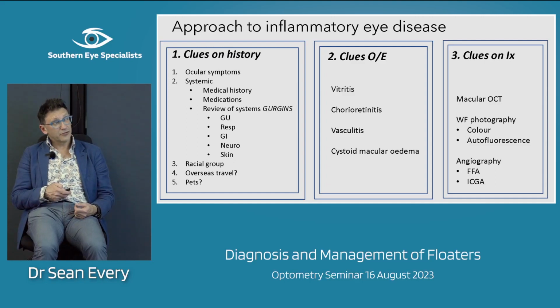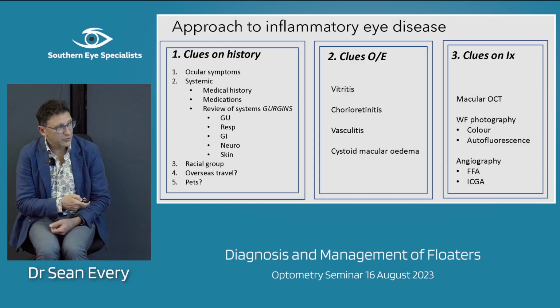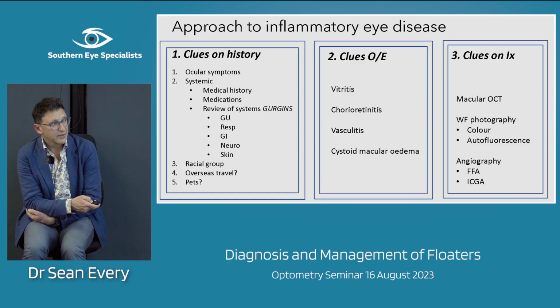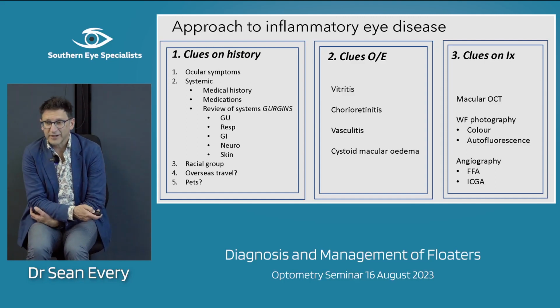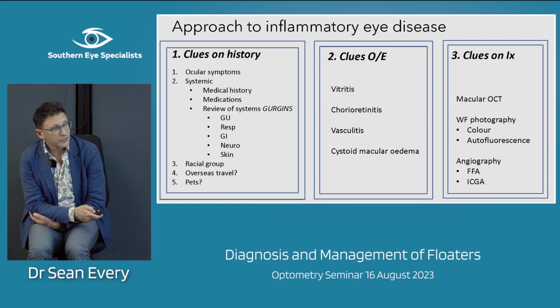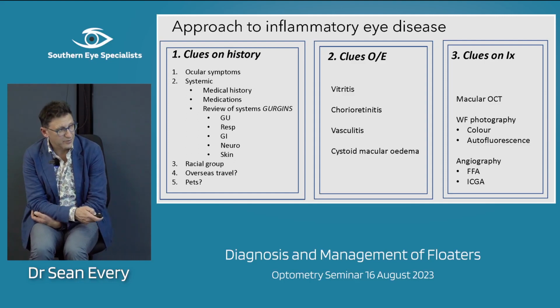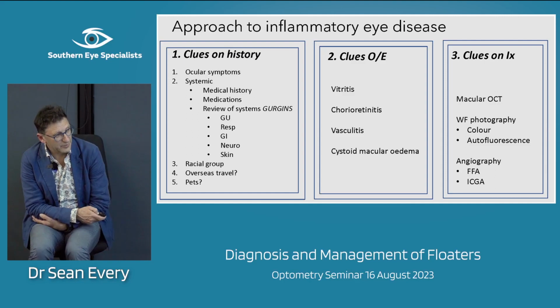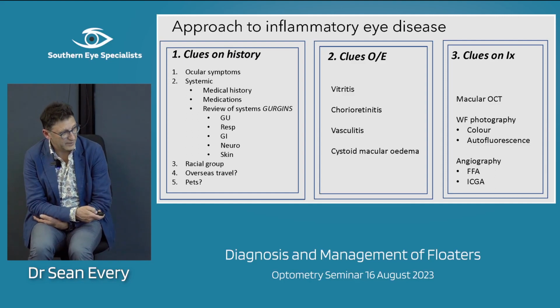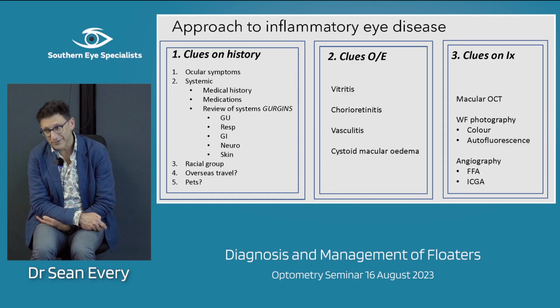So, obviously on the history you're asking about the eye side of stuff, but you really need to go systemic when you think this is an inflammatory eye disease. What's the medical history here? What medications are they on? And then there's a review of systems: genital, urinary, respiratory, gastrointestinal, neurological, skin. What racial group? Things like Behçet's are more common in specific racial groups. Have they been overseas? Could they have been in an area where they've been bitten by some sort of tick that we don't have in New Zealand? Do they have any pets, cats and toxoplasmosis?